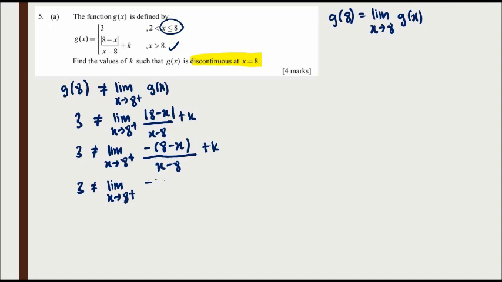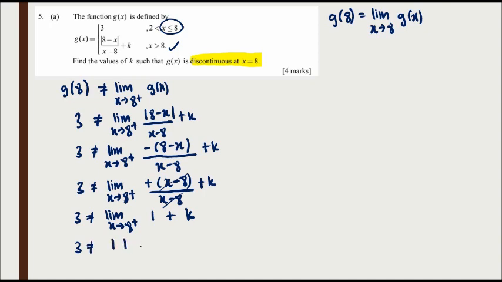How do I write this? So that will just be a positive of x minus 8, and then we divide by x minus 8, plus k. So I factor out negative again. We are now just left with the limit of x approaching 8 from the right. This will just be 1 if we simplify, so we have 1 plus k. Now we don't have any more term of x, so that is just 3 is not equal to 1 plus k.